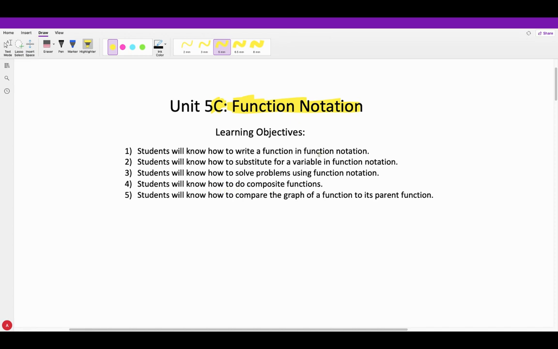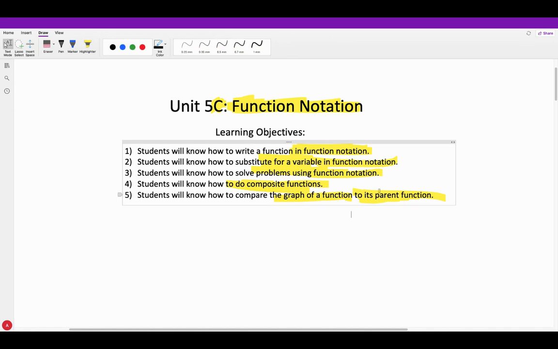But what you need to know by the end of this video, or by the end of this section, is how to write a function in function notation. You'll need to know how to substitute for a variable in function notation and how we represent that. You have to know how to solve problems using function notation. We're going to know how to do what's called composite functions. And then last but not least, we will be given a graph and you'll have to describe and talk about the changes of that graph to its parent function.